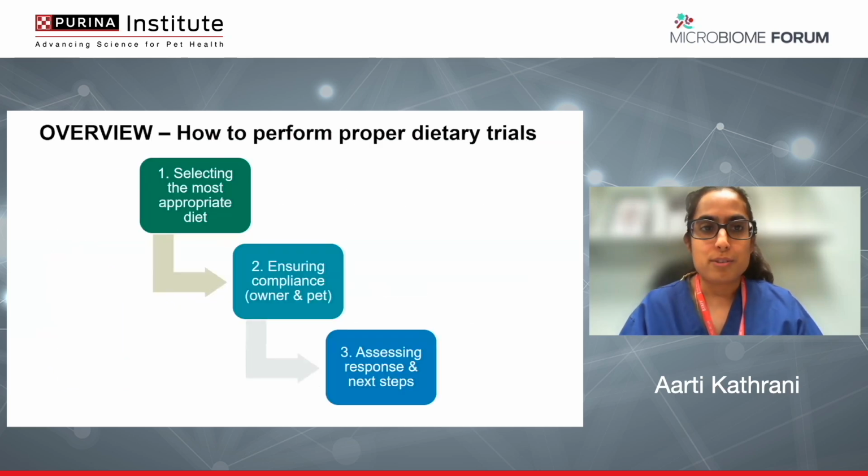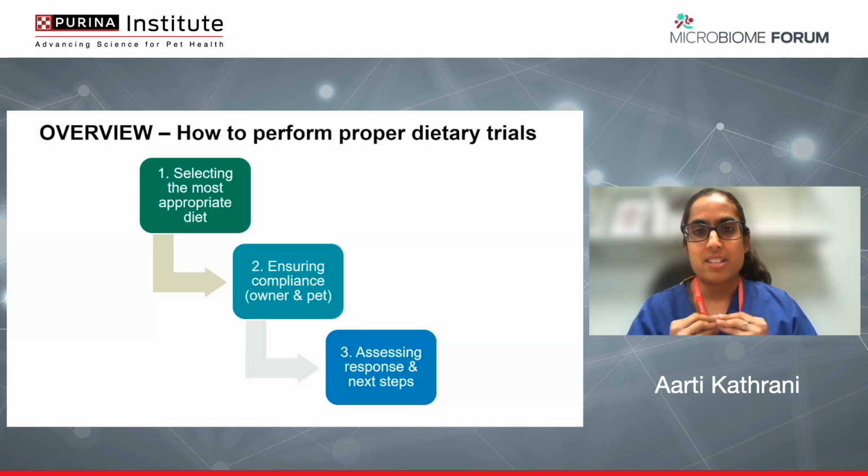So as an overview of this presentation, which is how to perform proper diet trials, it really focuses on three main areas. In order to perform a proper diet trial, we really need to focus on these areas. So firstly, we need to make sure we're selecting the most appropriate diet for the patient. That will allow us to ensure that our diet trial is going to be as successful as possible.